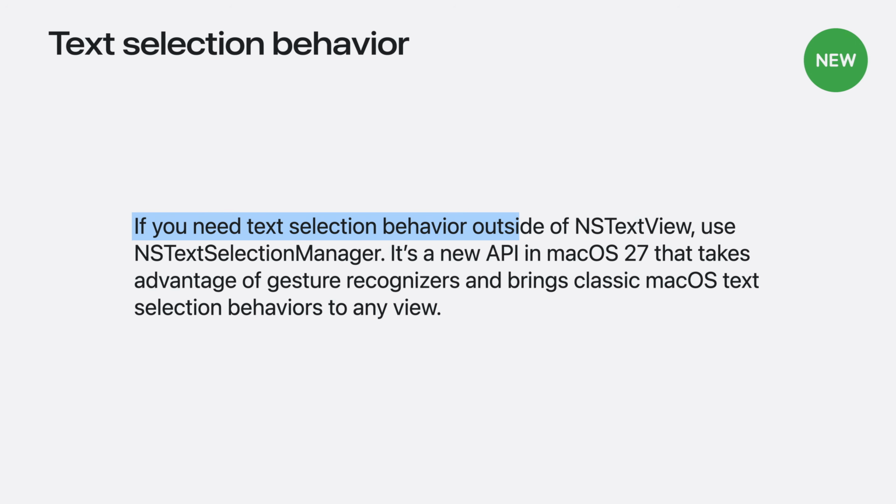If you need text selection behavior outside of NSTextView, use NSTextSelectionManager. It's a new API in macOS 27 that takes advantage of gesture recognizers and brings classic macOS text selection behaviors to any view. Attach it to a view and set up a text selection data source. You'll then have support for bidirectional selection, drag and drop with text, toggling, and much more.